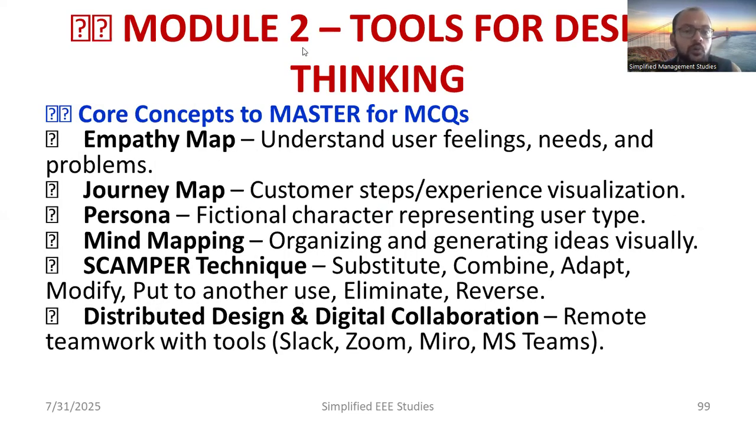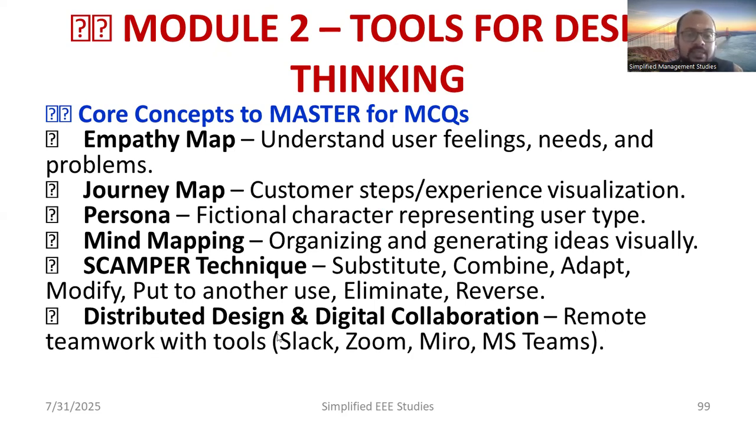Coming to the second module, you should understand what empathy mapping is: understanding the user's feelings, needs, and problems. Then the journey map: understand customer steps, experience, visualization. A persona is a fictional character representing the user type. Mind mapping is organizing and generating ideas visually. The SCAMPER technique is substitute, combine, adapt, modify, put to another use, eliminate, revise. All come under the SCAMPER technique.